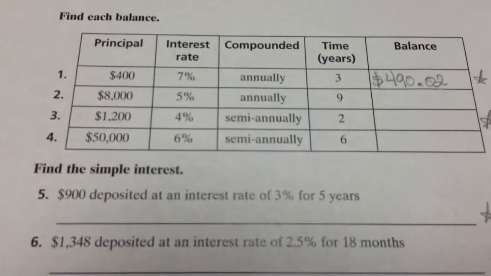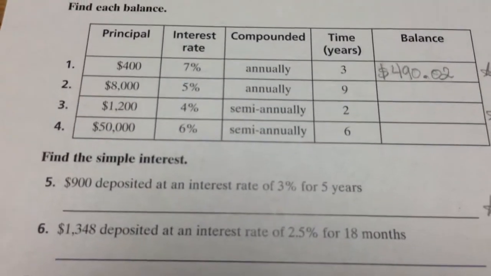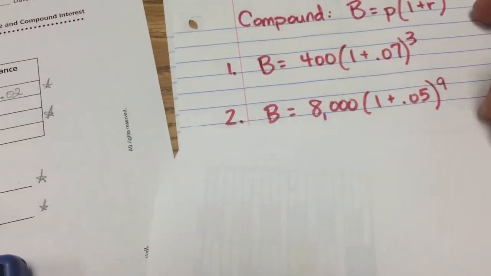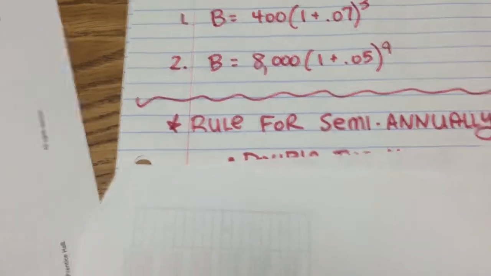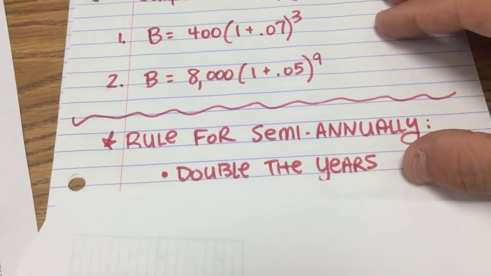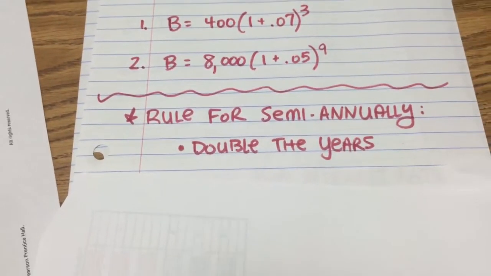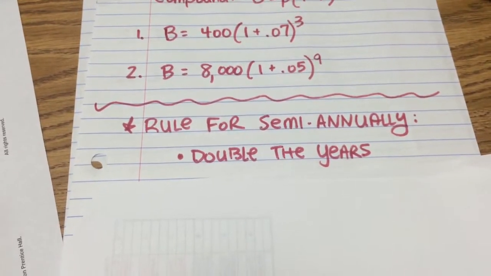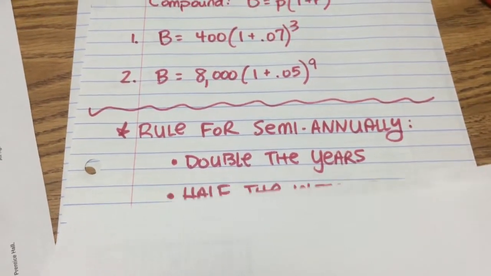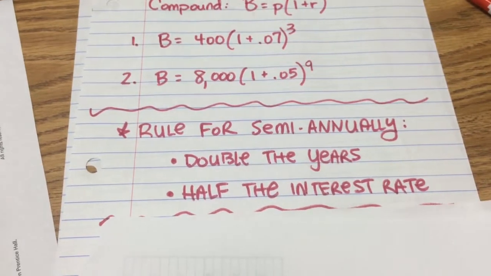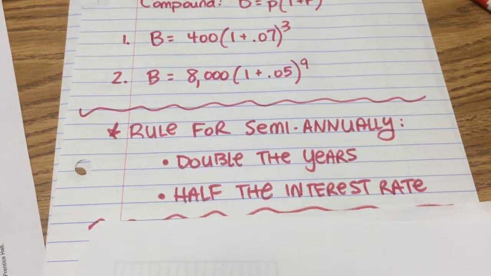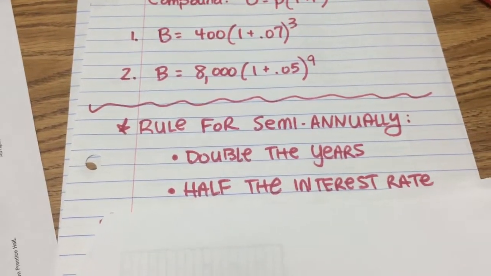Now let's jump to number 3. Number 3 is a little bit different because we're dealing with semi-annually. And the rule for semi-annually is you will double the number of years because that balance is going to be compounded twice a year. Semi-annually means twice a year. And then you're going to halve the interest rate because each time it's not going to be compounded at the full interest rate, it's going to be compounded at the half. All right, and we're going to see how that affects our equation for number 3.